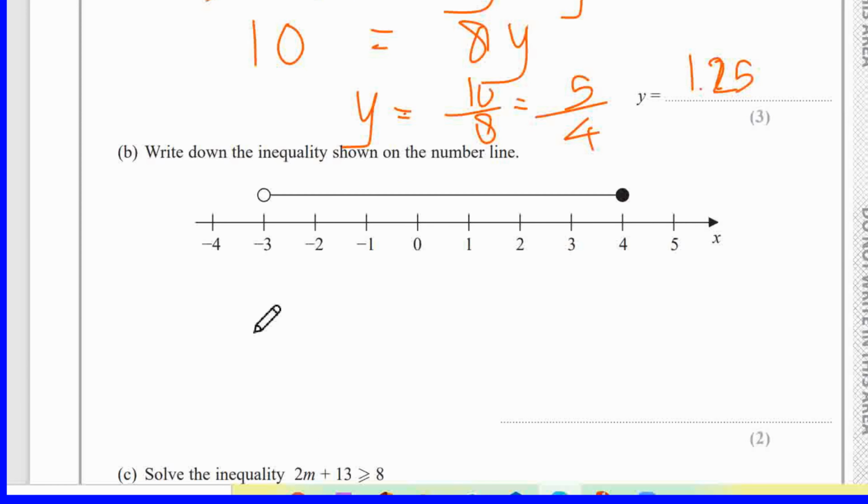Then question B. Write down the inequality shown in the number line. So this is between negative 3. This is an empty dot, so it should be like this, and this is a filled dot, it should be like this.